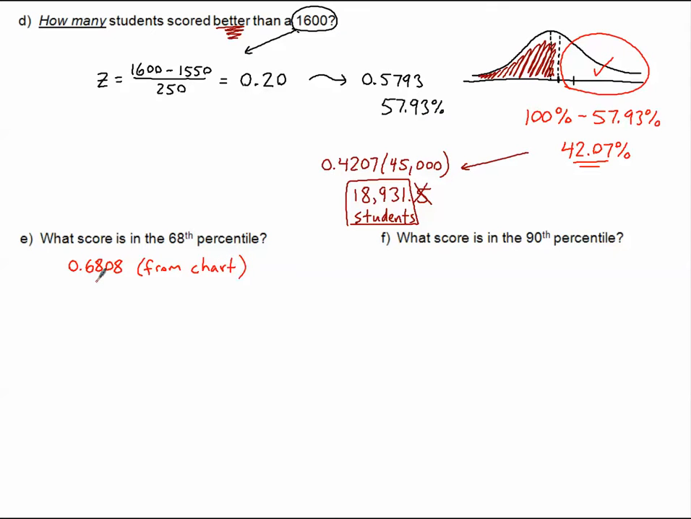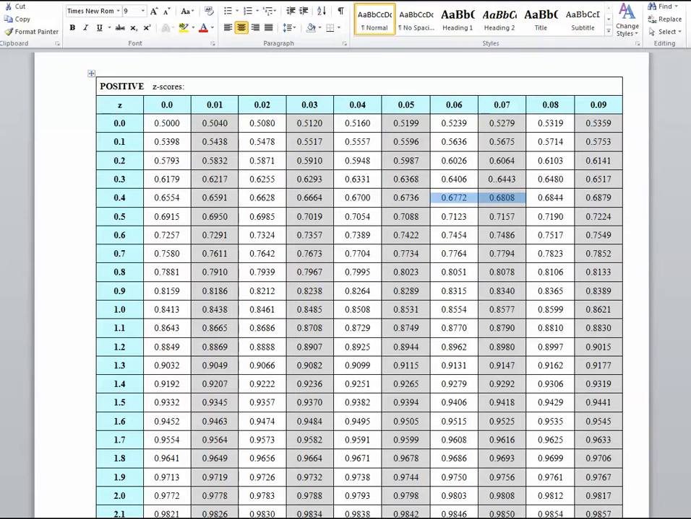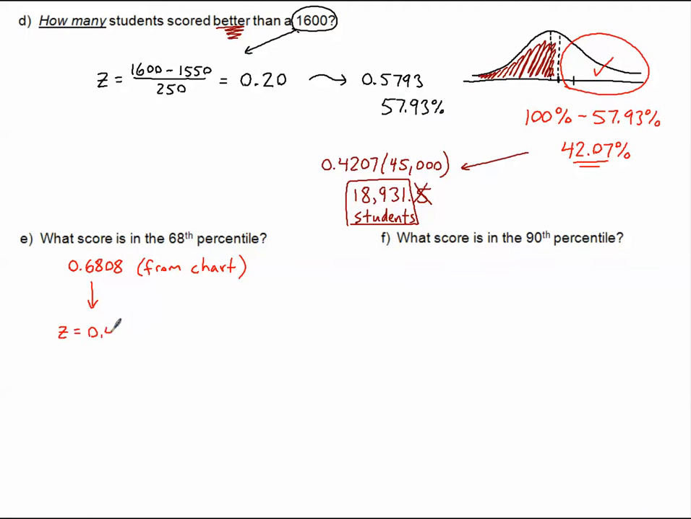And what is that z-score? Well, let's go back to the chart and figure that. Oops, here we go. So 0.6, this is the one we're using. And what is that z-score? That says 0.47. So that's our z-score. So since we have our z-score, we know that that's going to be equal to our test score, which I don't know. That's just our data point that we're looking for, x, minus the 1550 divided by the 250. And this is our equation that we need to solve.